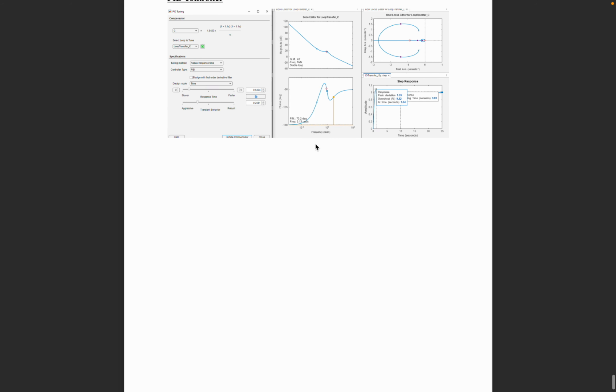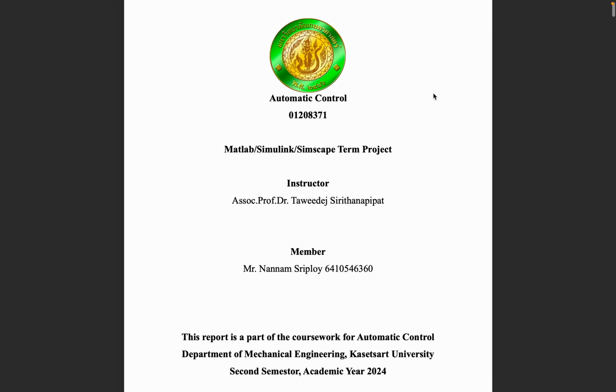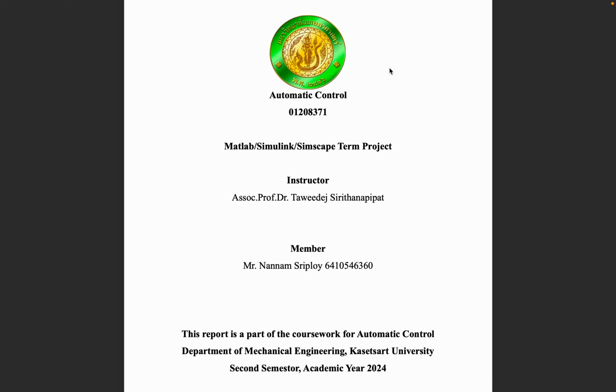To summarize, in all four systems, cruise control, motor speed, motor position, and aircraft pitch, the PID controller gives the best results. The controller made the system fast, stable, and good at handling. This concludes the report. Thank you for your attention.